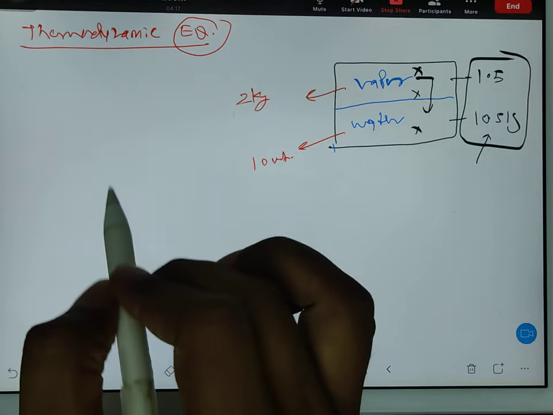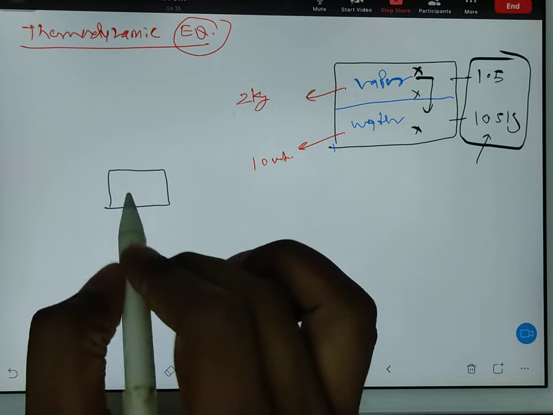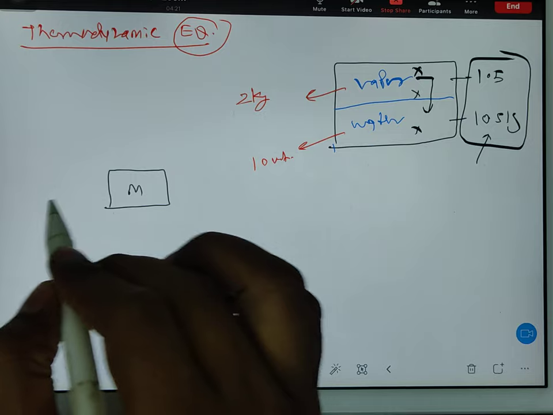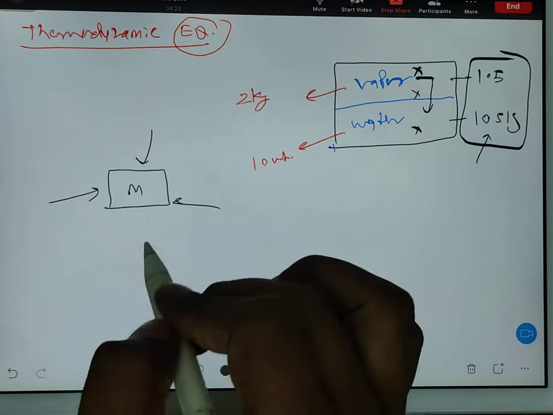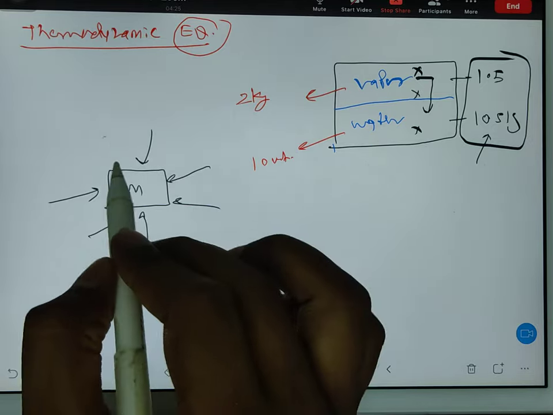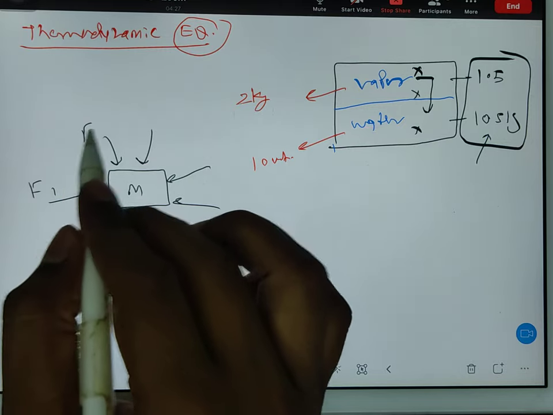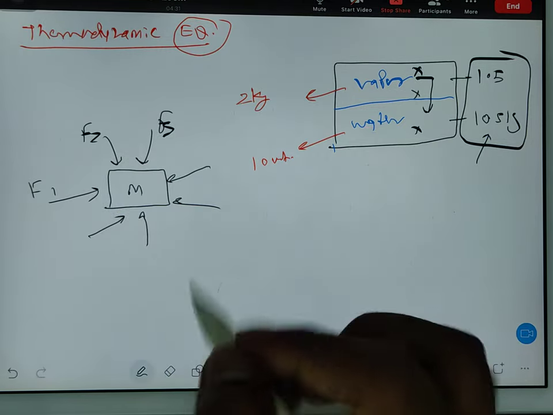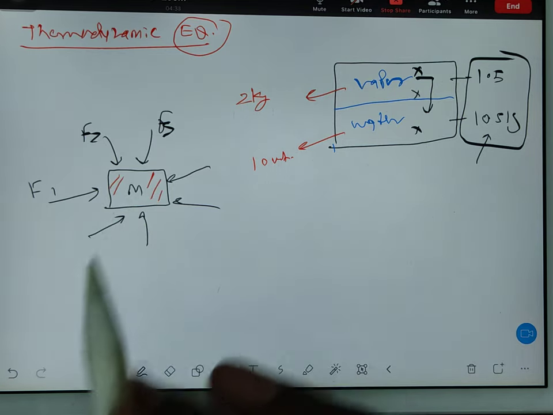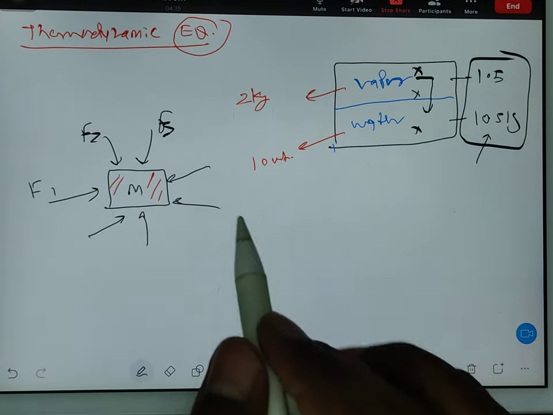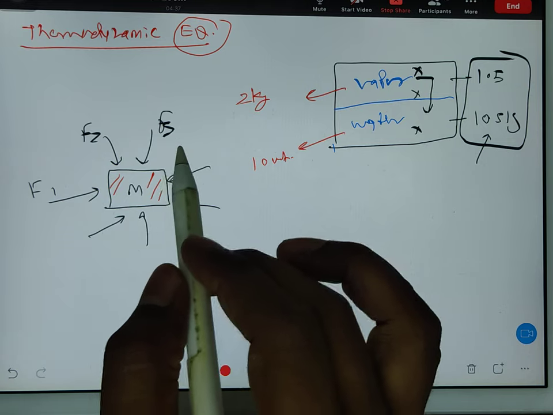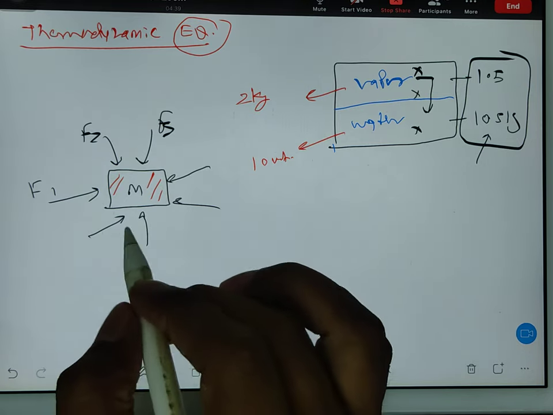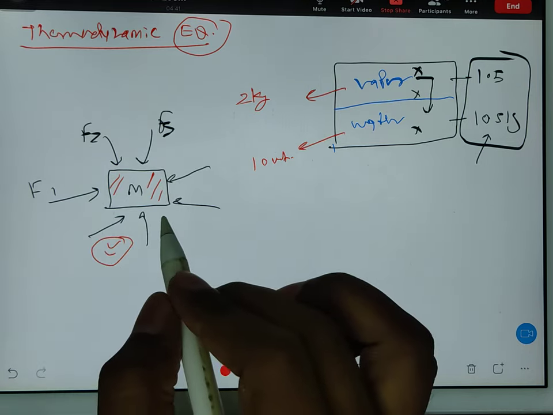Another equilibrium is, suppose you have a mass. On this mass, from all the unknown directions, some forces F1, F2, F3 are acting. But finally, what you are seeing is that this object is not moving in any direction. It means these forces are cancelling out each other. So this kind of equilibrium is force equilibrium, right?